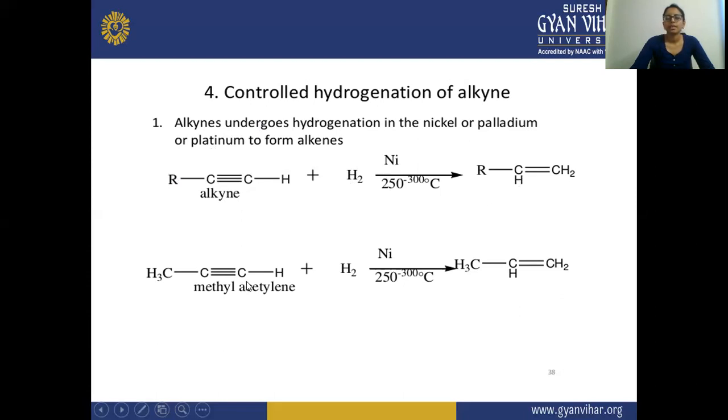Here we have taken the example of methyl acetylene. When hydrogen is added to the position where there is a triple bond between the carbons, both hydrogens add to both positions, and then there is a formation of alkene.